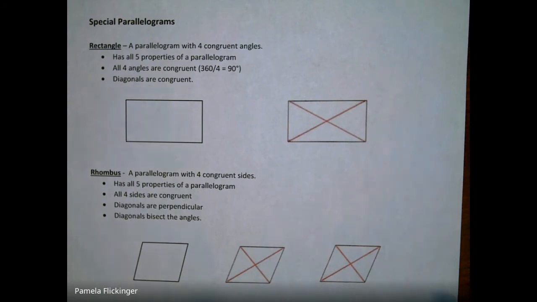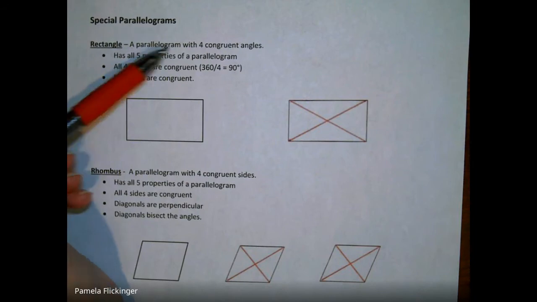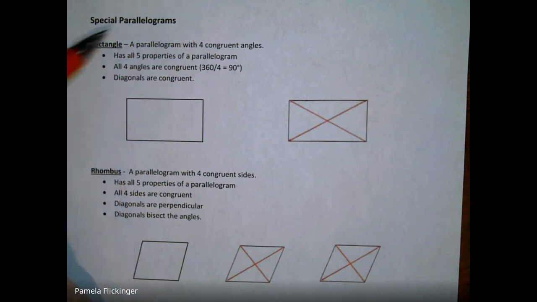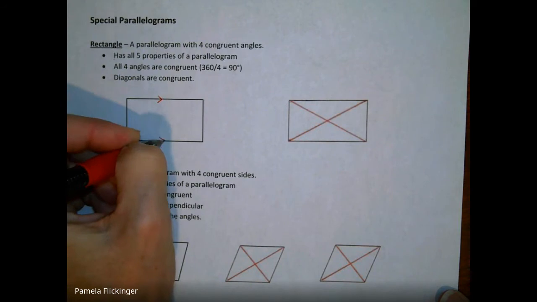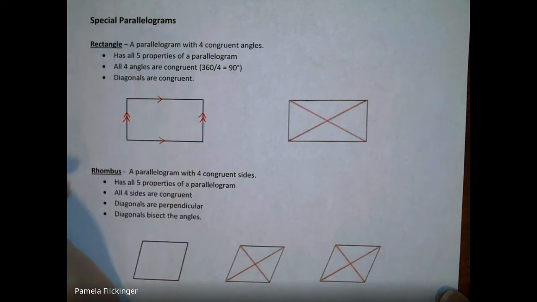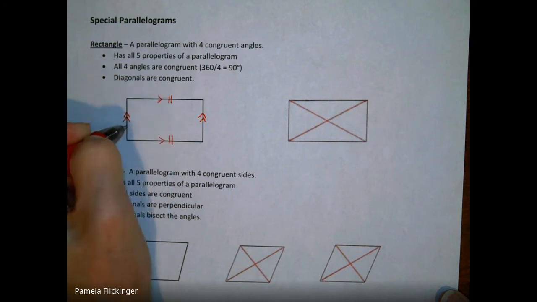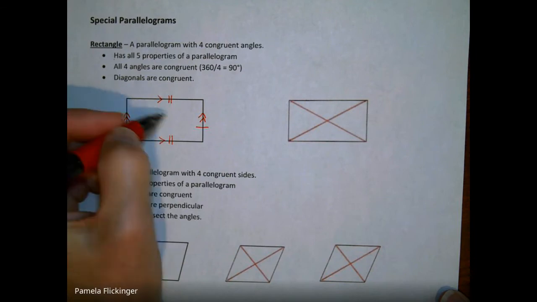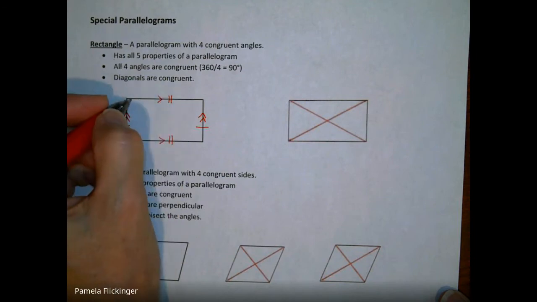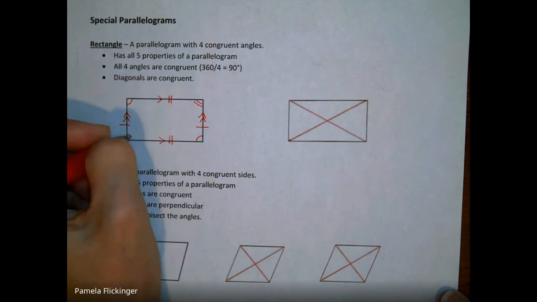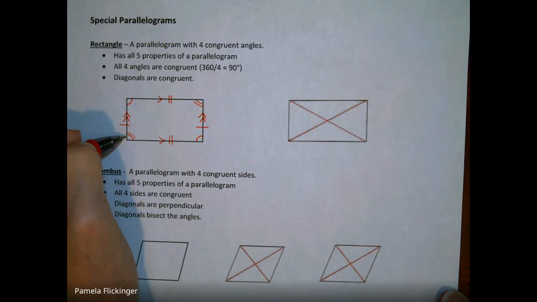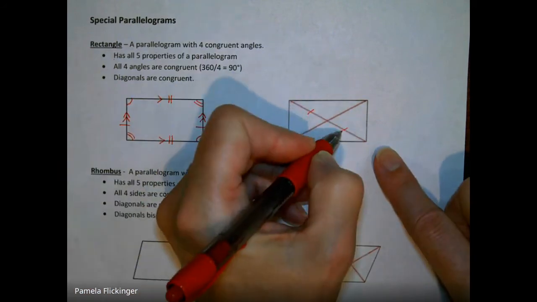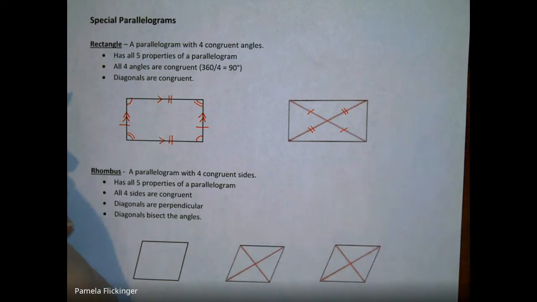All right, so a rectangle. A rectangle is, by definition, a parallelogram that has 4 congruent angles. So, first of all, it has all 5 properties that a parallelogram has, right? Which was that opposite sides are parallel, opposite sides are congruent, opposite angles are congruent, your consecutive angles will be supplementary, and the diagonals, which I'll draw in a minute. Well, actually, I'll use this picture, bisect each other. So those 5 properties still hold true in every rectangle.